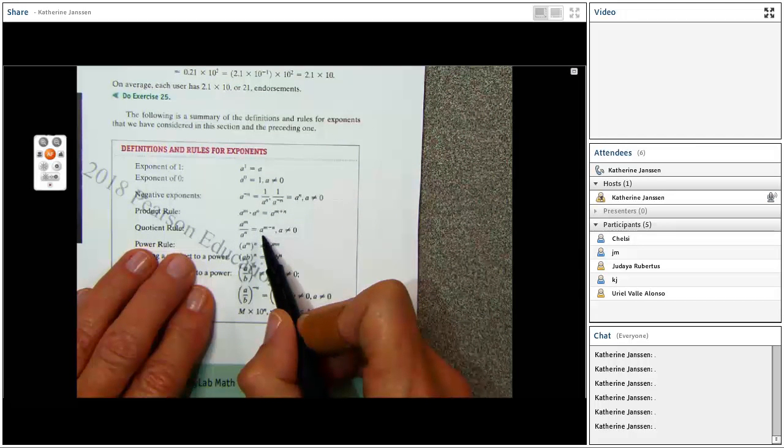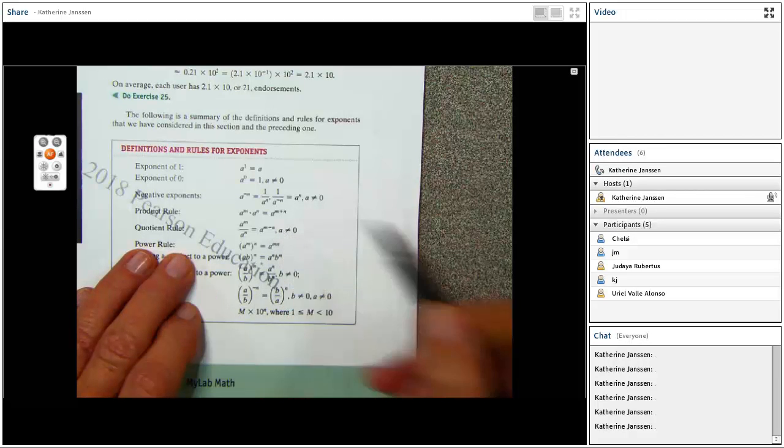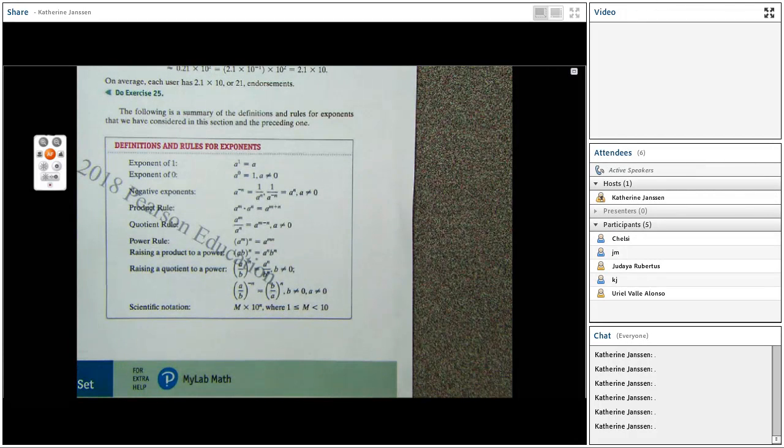My exponent rule is keep the base and subtract from the numerator's exponent the denominator's exponent. Of course, our base in the denominator could not be equal to 0. Division by 0 is undefined.